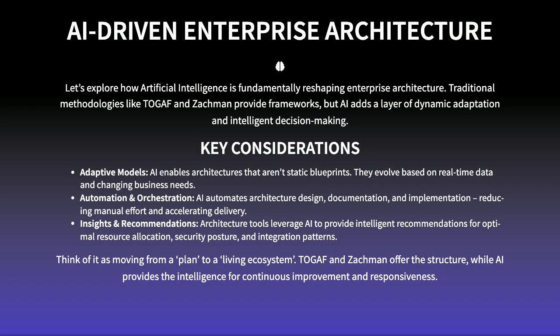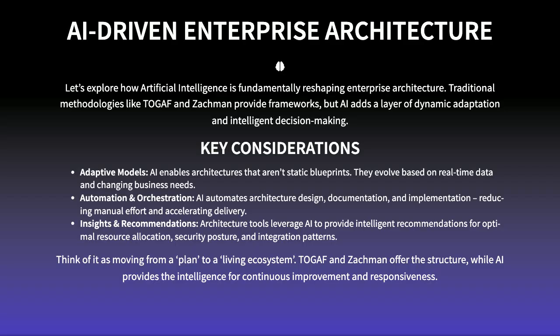Okay, so we're now diving into how artificial intelligence is changing the game when it comes to enterprise architecture. Traditionally, things like TOGAF and Zachman provide a really solid foundation or framework for planning your IT landscape. But AI isn't just about automating some tasks, it fundamentally changes how architectures are built and managed. We're talking about systems that can actually adapt in real time to new data and changing business demands, rather than being fixed blueprints. AI is also driving massive automation.